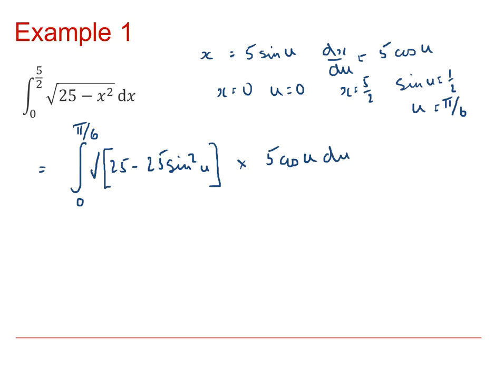Now the bracket there, 25 minus 25 sine squared u, of course, is just equal to 25 cos squared u. So when we take the square root, that's 5 cos u. So in total, then this becomes 25. So we've got 5 multiplied by 5, and inside an integral cos squared u du.